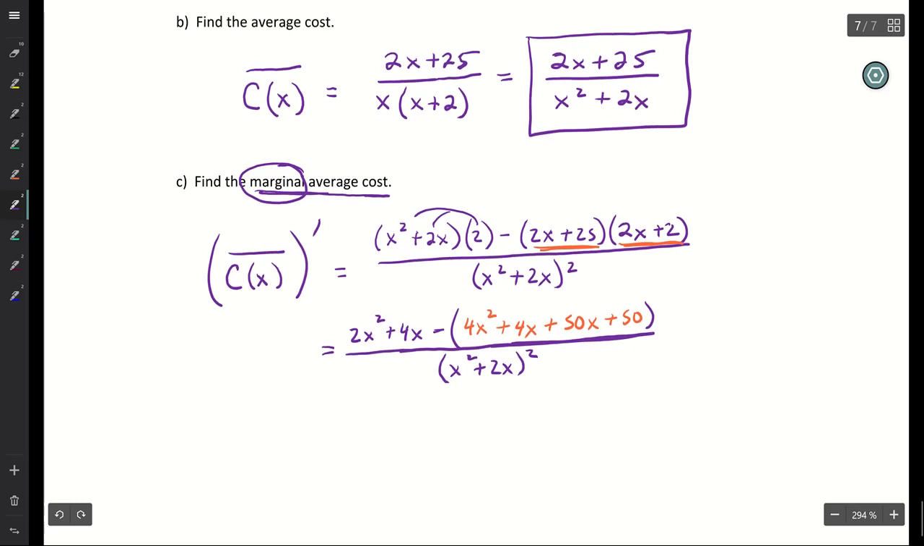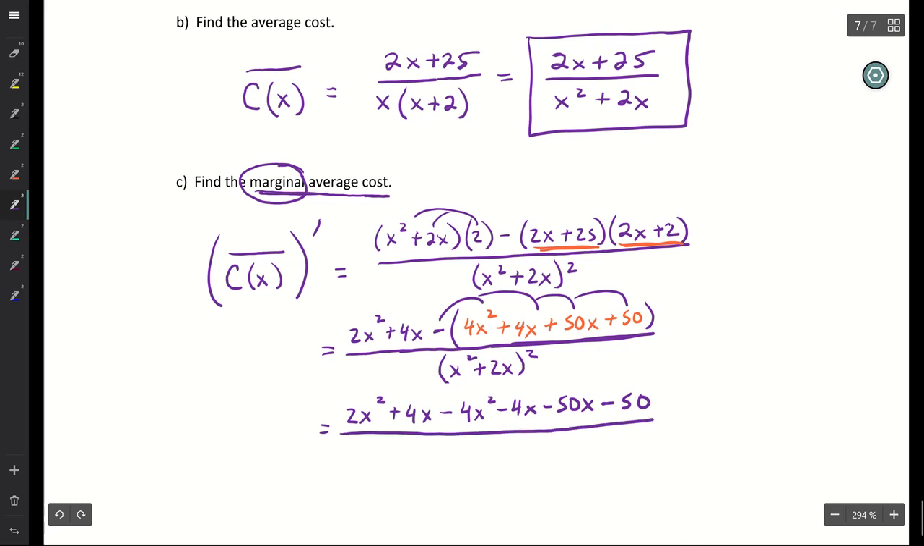All right, and then from there, I'm going to go ahead and distribute this negative into here. And then on the next step, we'll simplify and see if we can do any kind of factorization. So 2x squared plus 4x, and then go ahead and distribute that negative. So minus 4x squared minus 4x minus 50x minus 50. And then we're keeping the bottom.